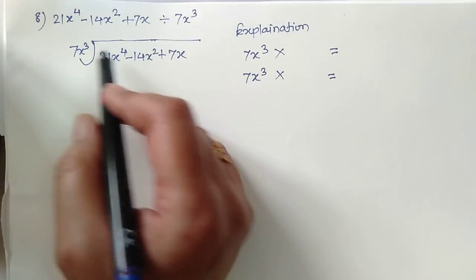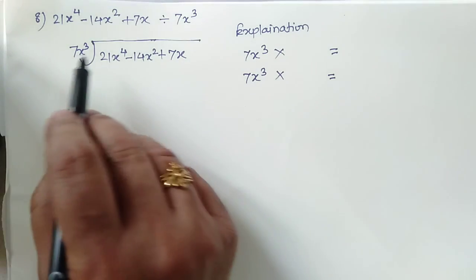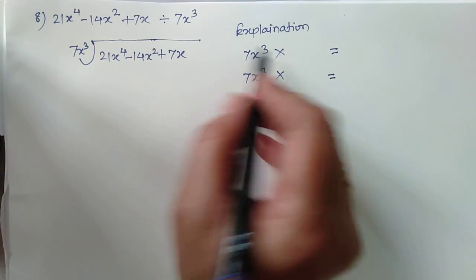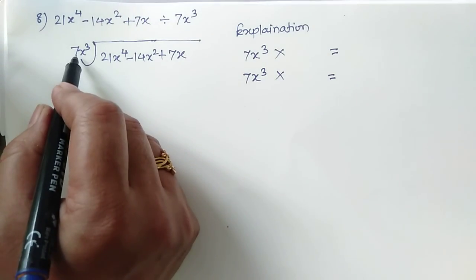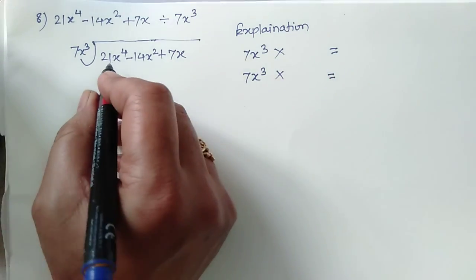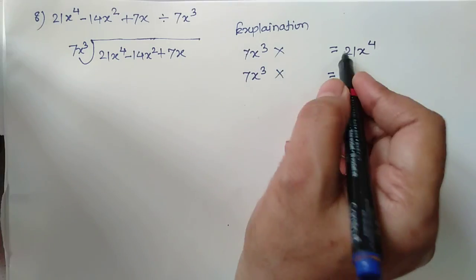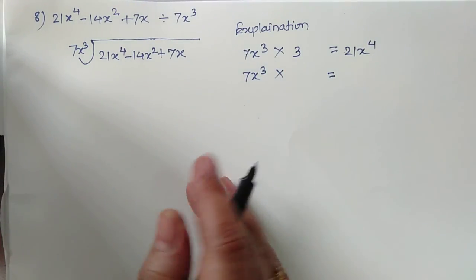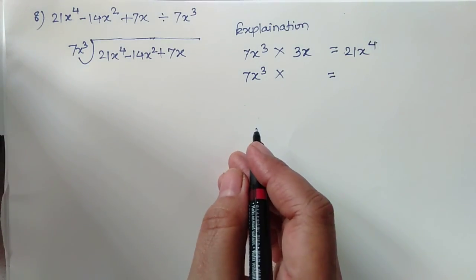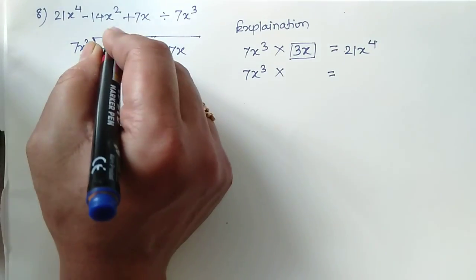See the next example. 21x raised to 4 minus 14x square plus 7x divided by 7x cube. So find out the multiplier of divisor. What do we want? We want the 21x raised to 4. So 7 3s are 21. X cube into x is x raised to 4. So our required multiplier is thrice x.